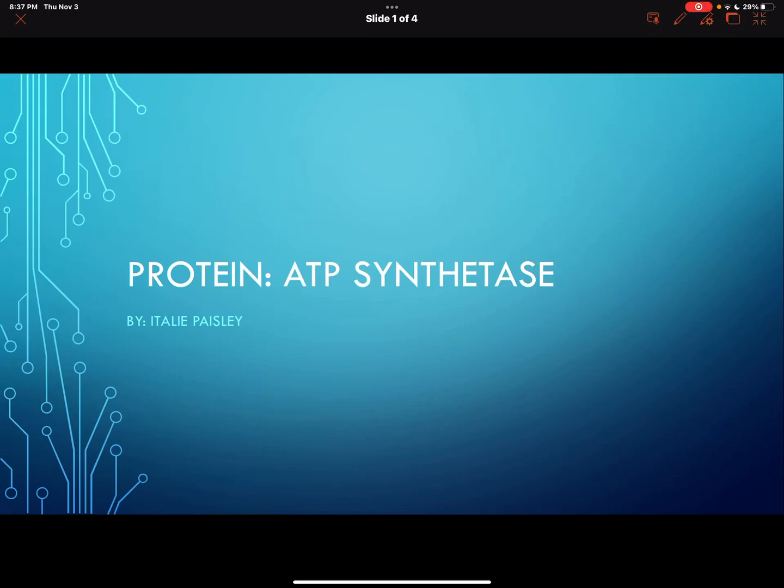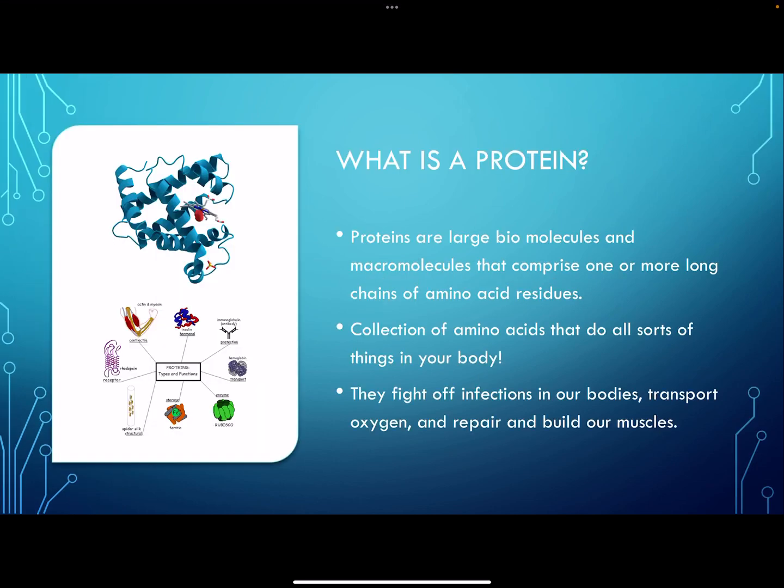Hello everyone, my name is Italy Paisley and today we're going to be learning about the protein ATP synthase. But before we get into ATP synthase, I want to give a little background information or a refresher on what exactly is a protein. What is a protein?